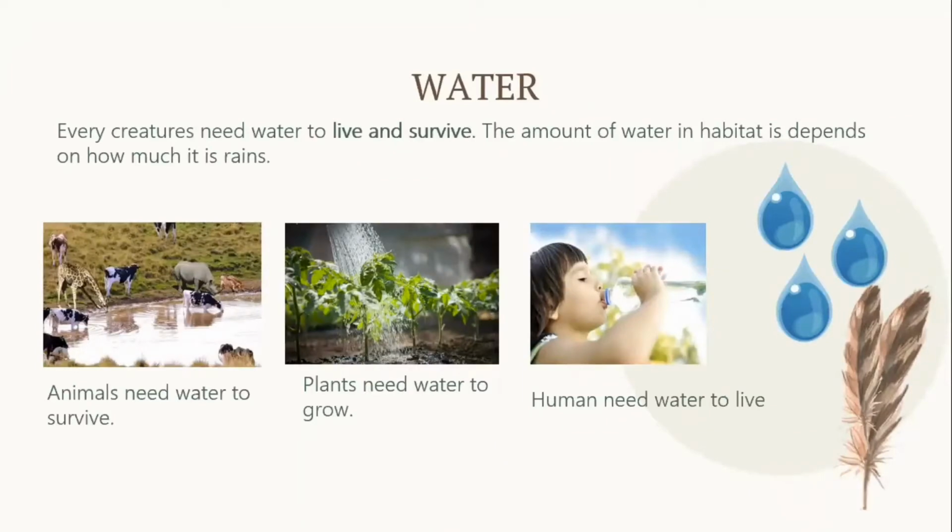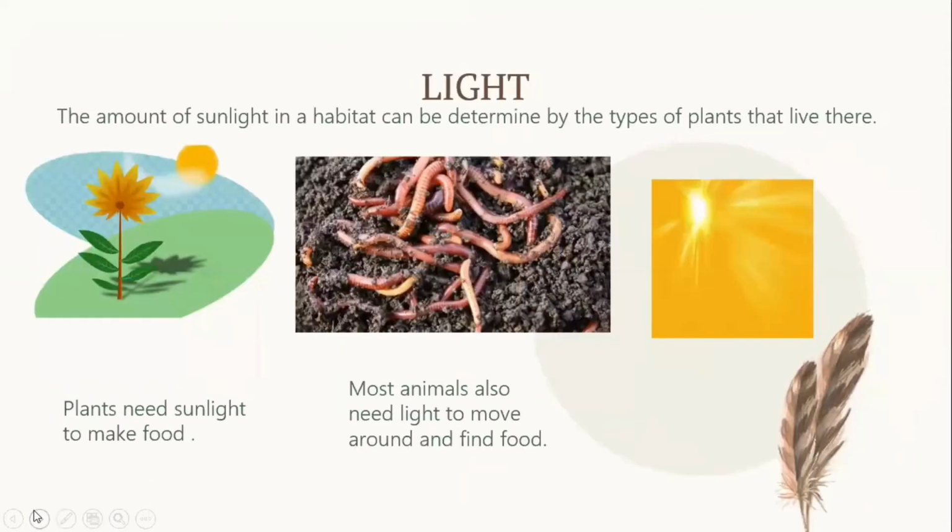Everyone needs water. As we can see here, every creature needs water to live and survive. So the amount of water in a habitat depends on how much it rains. For example, animals need water to survive, plants need water to grow, and humans need water to live. The next one we have is light.